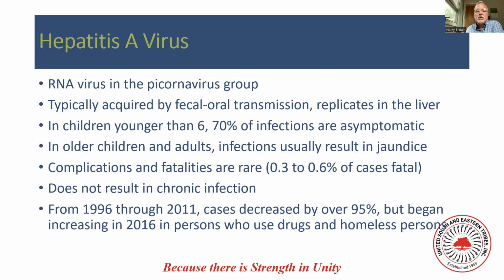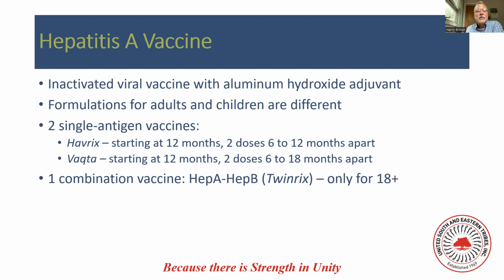If you get it as a child, it's usually asymptomatic, but if you're an older kid or an adult, you usually get pretty sick with it. Complications are pretty rare, and it doesn't give you the chronic infection, but there's a great vaccine for it, and it has low side effects. So after the vaccine was released in the late 90s, cases declined by 95%. However, starting in 2016, we started seeing an increase mainly in people who were using drugs or people who were homeless. Next slide, please. Probably due to sanitation issues.